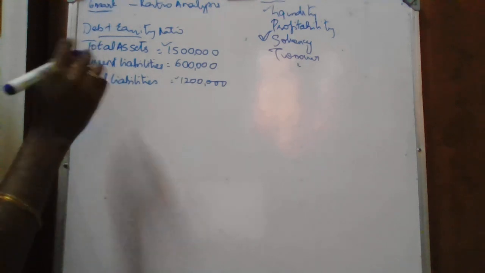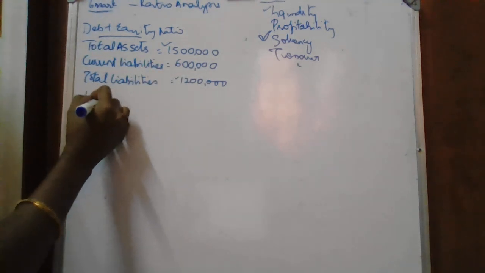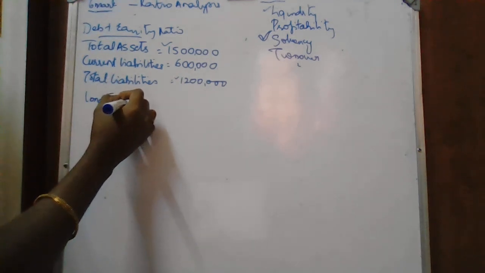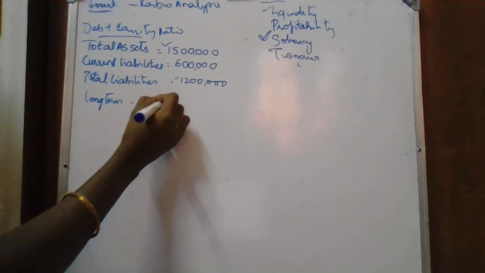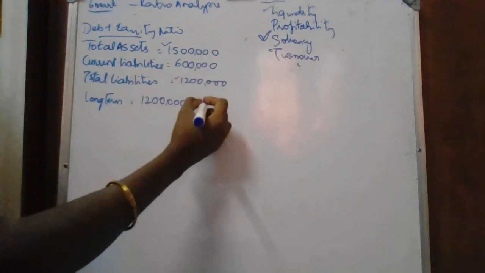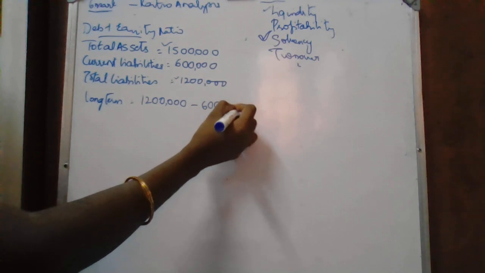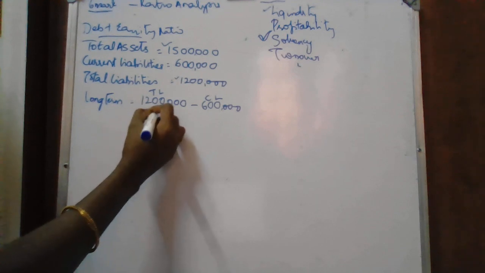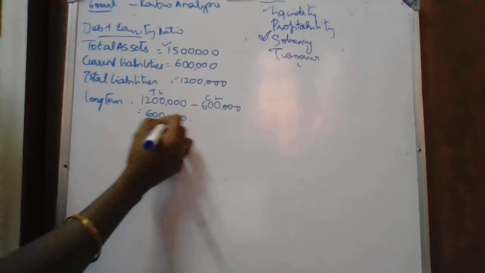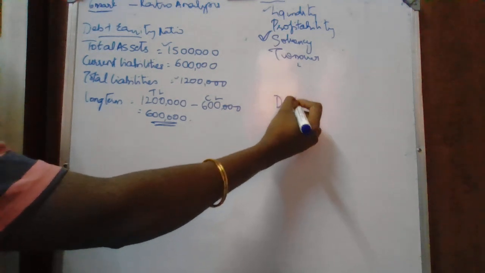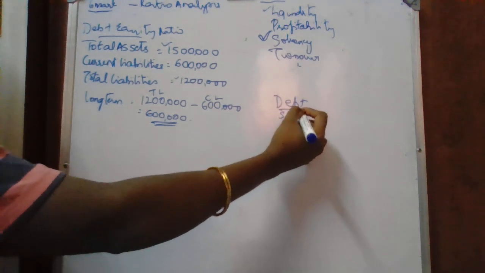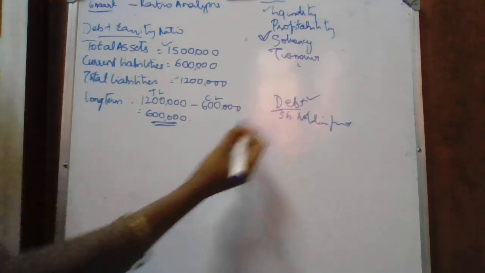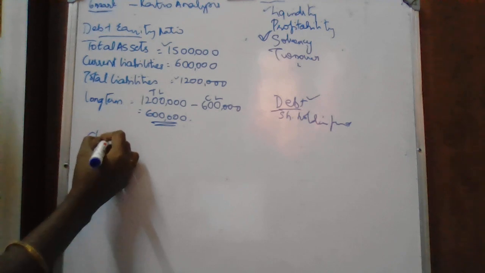First, long-term liabilities we will find. Then we'll come to equity. First, we need debt. So long-term liabilities will be total liabilities, your 12 lakh, minus current liabilities, 6 lakh. So long-term liability is 6 lakh. So you got the first item, debt, in debt by shareholders fund, correct? We got what is debt.